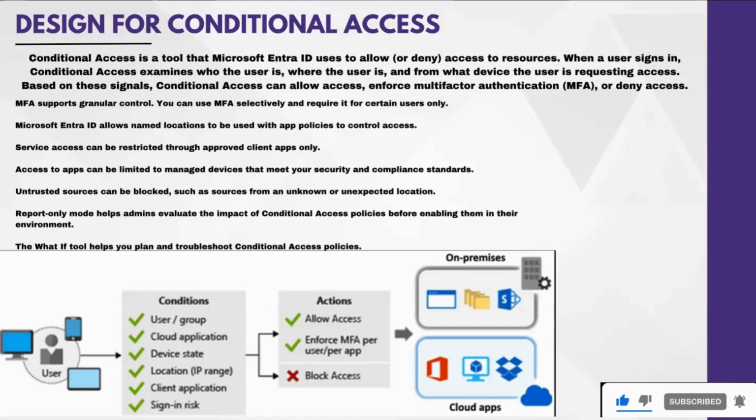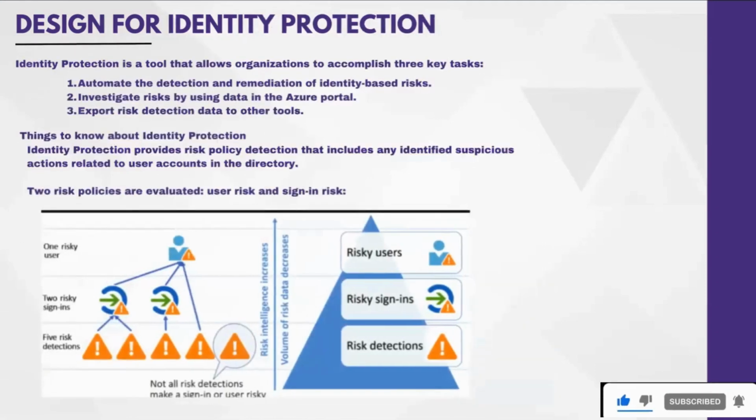And so you can see here the user and conditional user group, cloud applications, and device state, location IP range, client application, and sign-in risk. So actions, what action is it, a block? This is what you have to decide. It should be block or it should be allow, enforce MFA per user application. So depending upon this, is he going to access on-premises applications or services, or going to cloud applications or services? So this is what the conditional access policies are about.